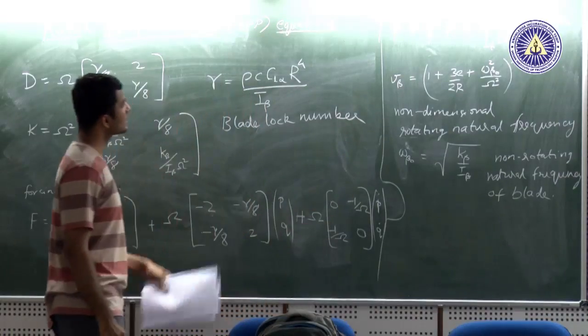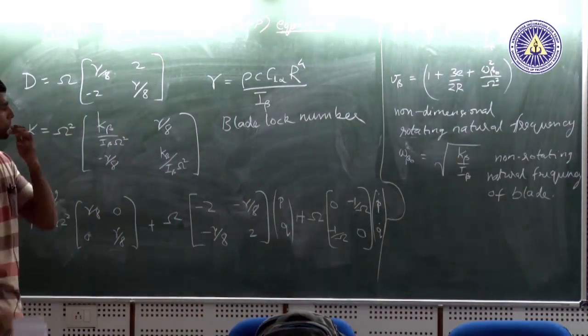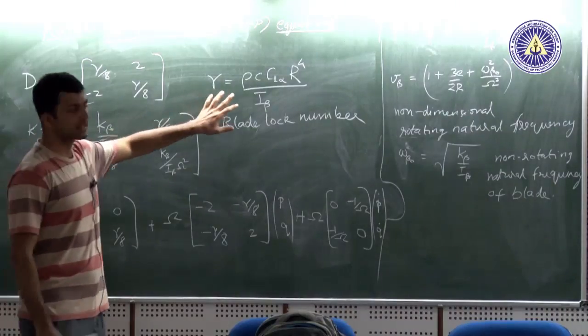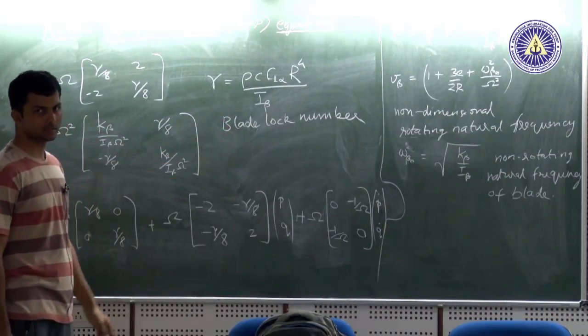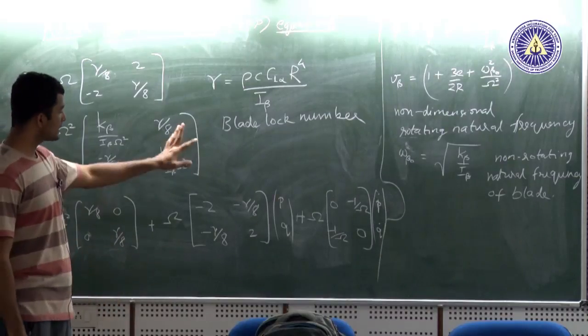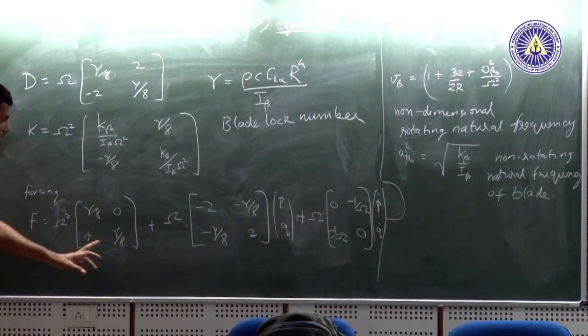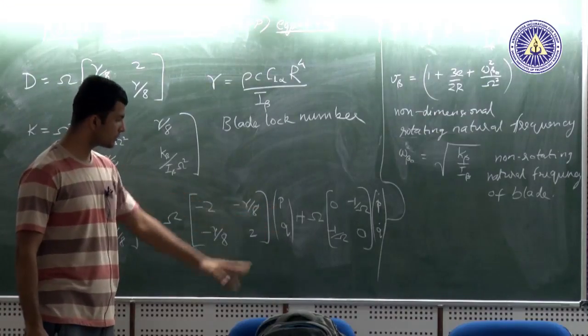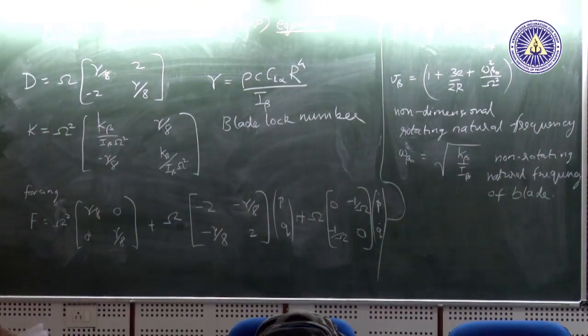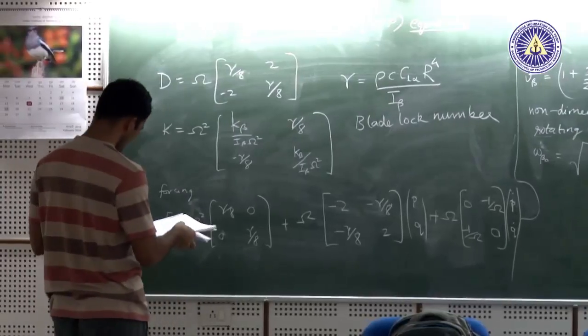The reason why this number is important is because it represents the ratio of aerodynamic force to inertial forces, and you can see that it is responsible for coupling with respect to the angular velocity.